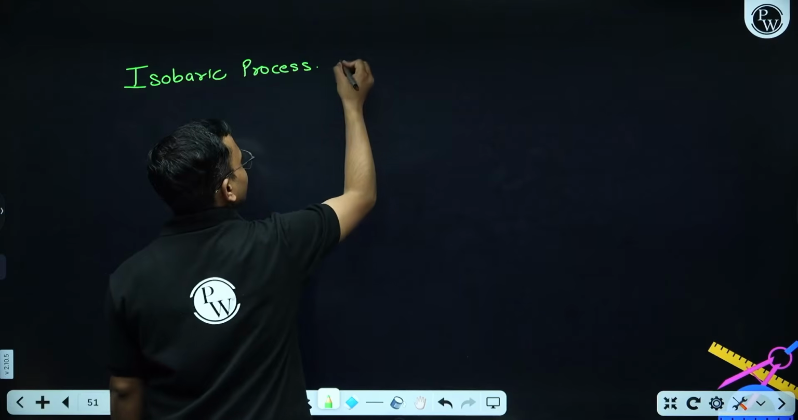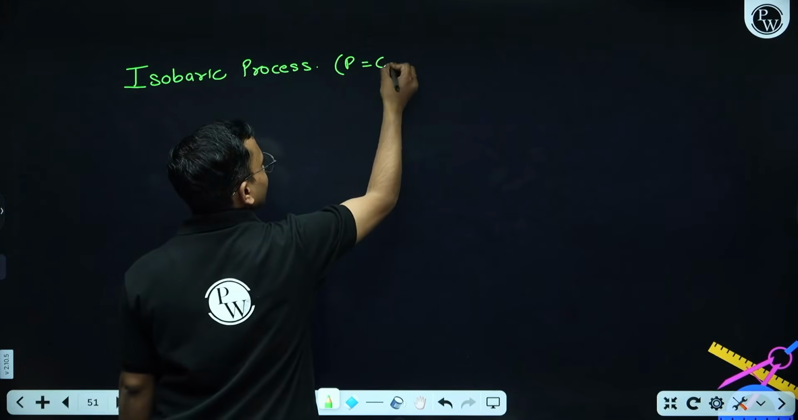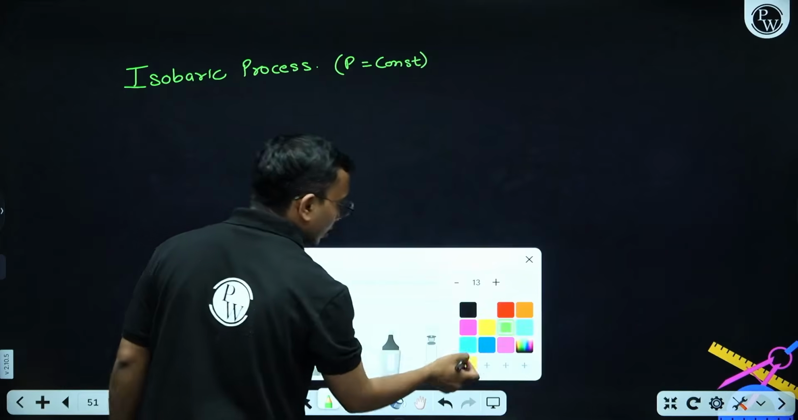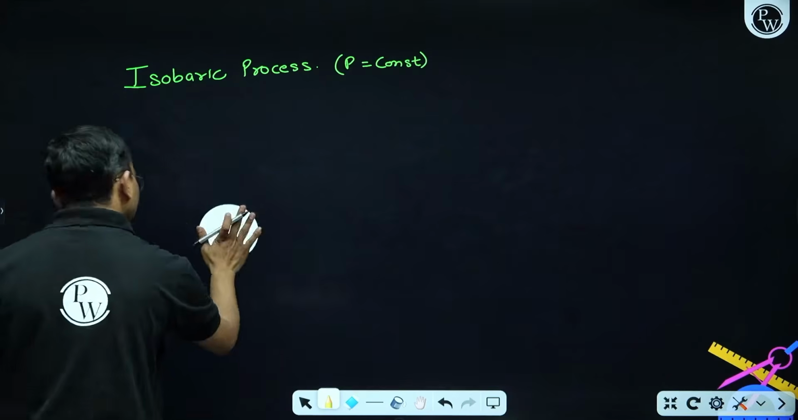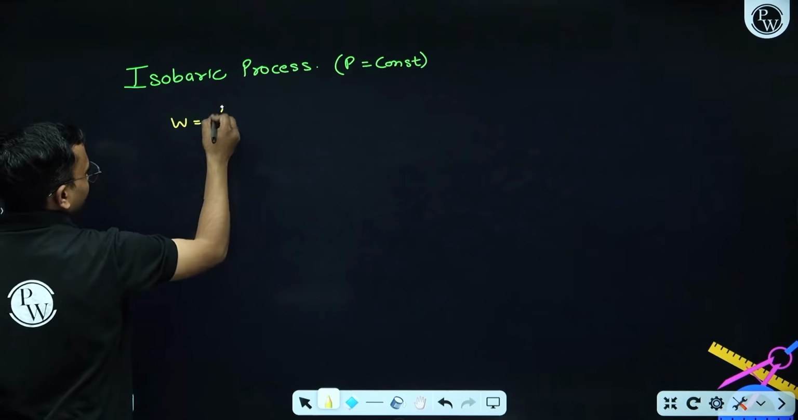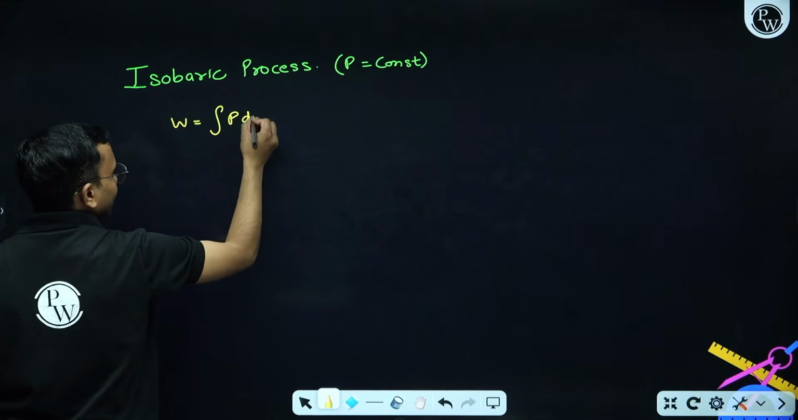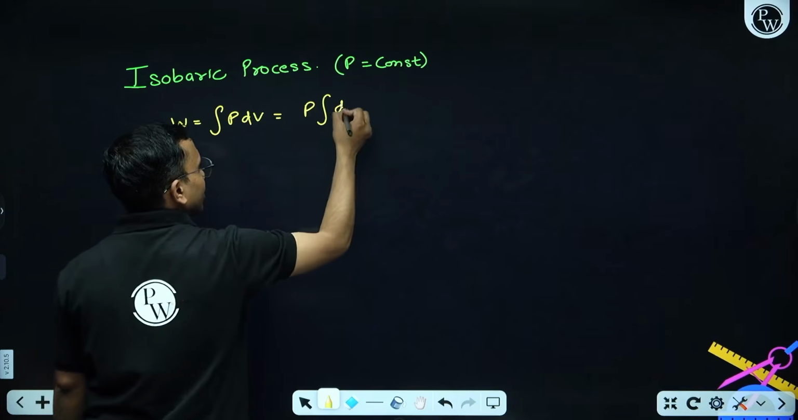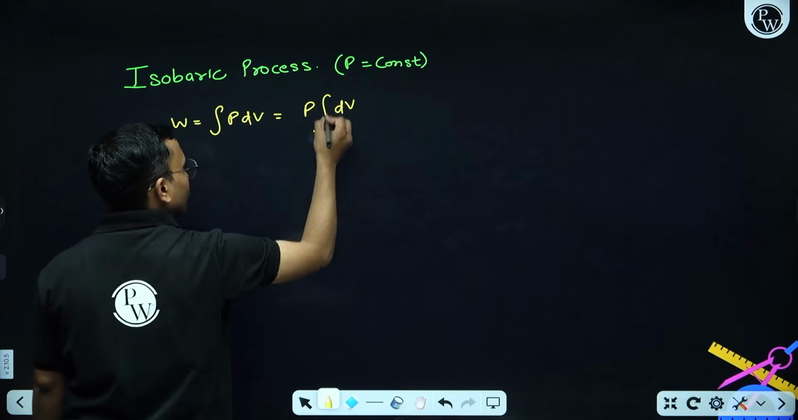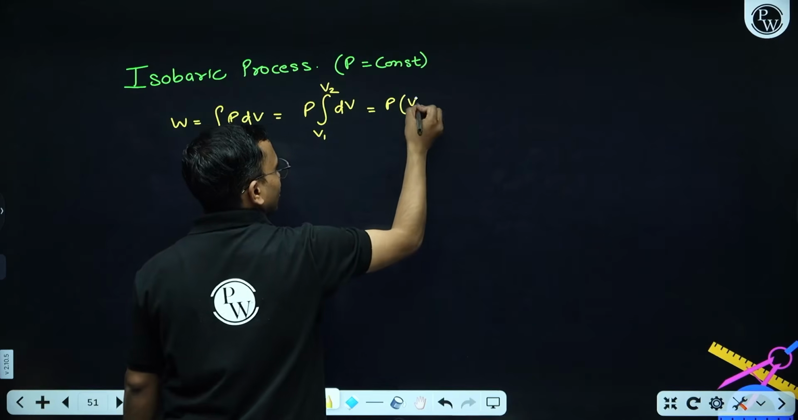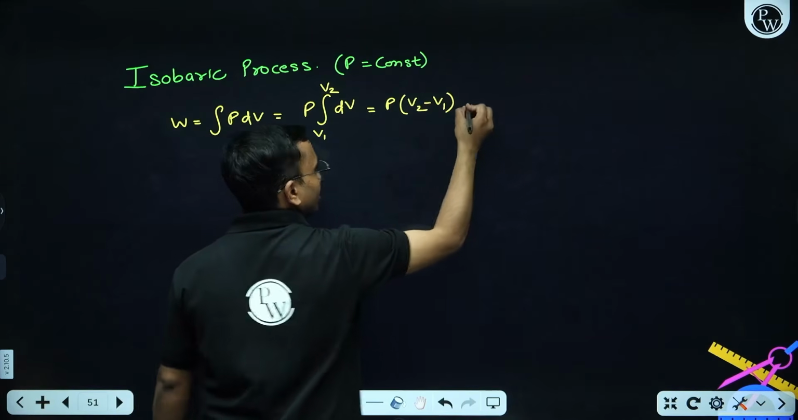Isobaric process means my pressure is constant. If my pressure is constant, how will I write the work done? We know that work done by the gas is equal to the integration of P dV. If P is constant, I can take P out. This is integration of dV, with volume going from V1 to V2. So this will become P into V2 minus V1, and this is P delta V.